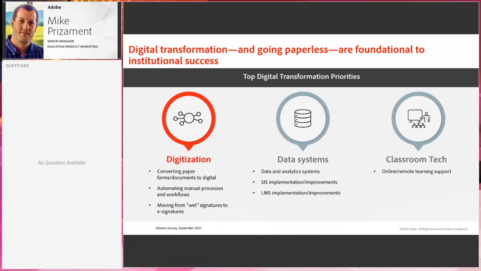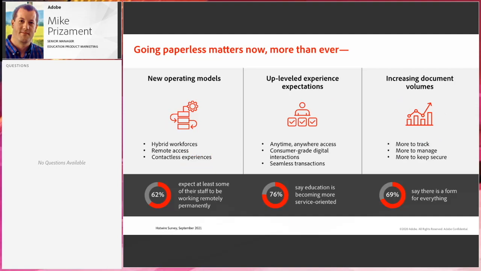In the middle here, transforming your data systems. So whether it's an SIS implementation, an LMS implementation, or just overall looking at your data and analytics systems, these are of course also really big transformation priorities. But a lot of times it's that leftmost bucket that is the easiest starting point, and there are a lot of ways you can add improvements to it that give you really nice efficiencies. Really, that's all about going paperless.